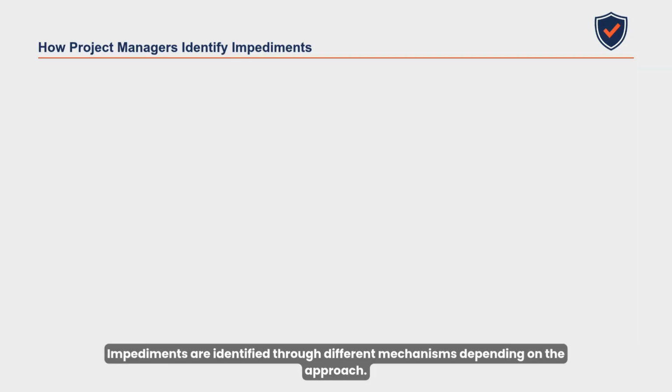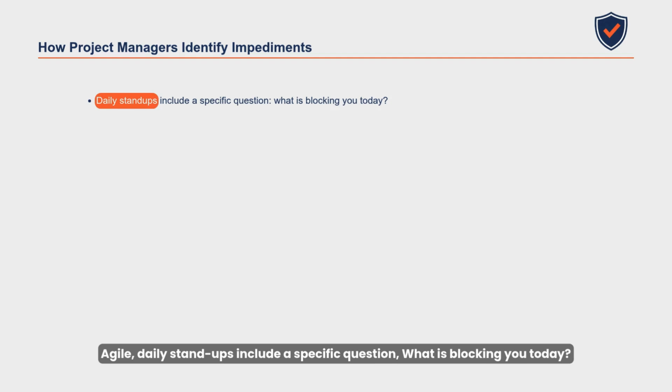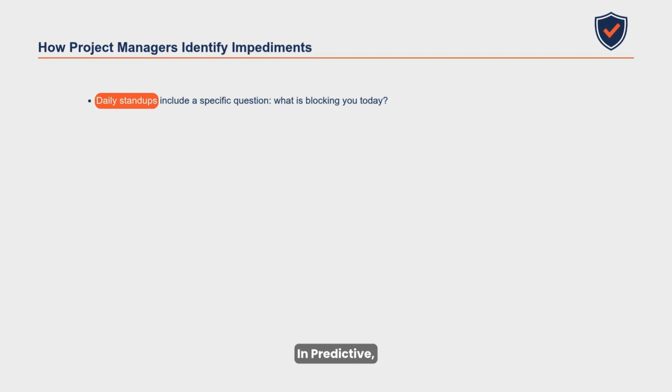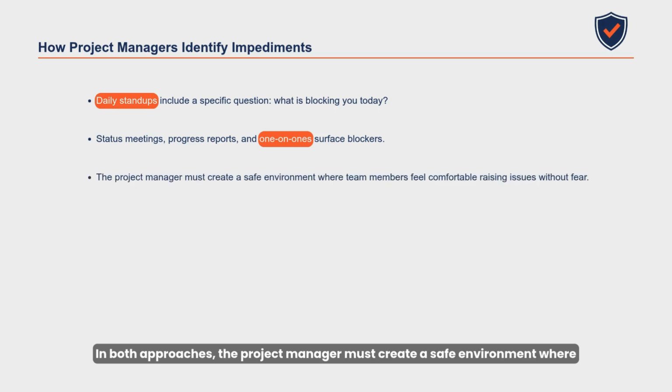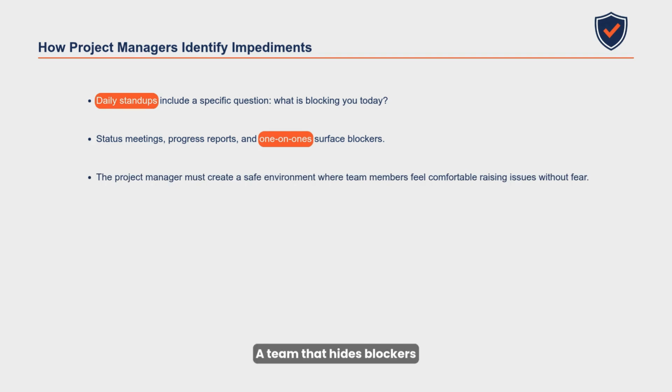Impediments are identified through different mechanisms depending on the approach. In Agile, daily stand-ups include a specific question: what is blocking you today? In Predictive, status meetings, progress reports, and one-on-ones surface blockers. In both approaches, the project manager must create a safe environment where team members feel comfortable raising issues without fear. A team that hides blockers is a team that does not trust its project manager. Trust is what makes impediment removal possible.